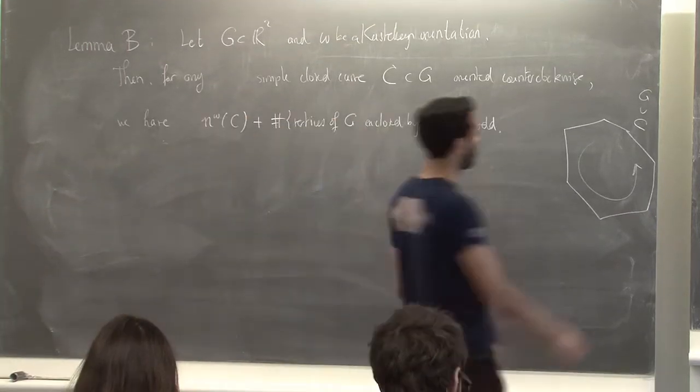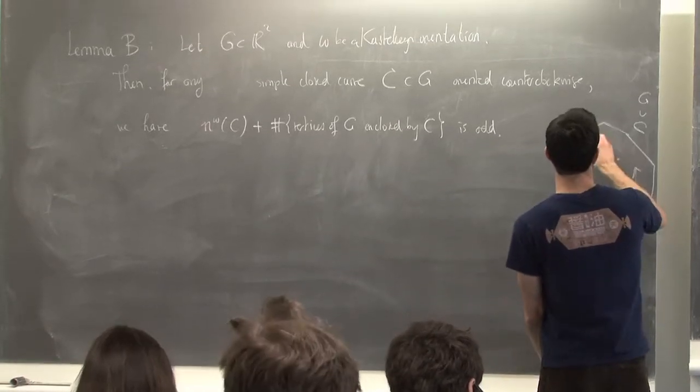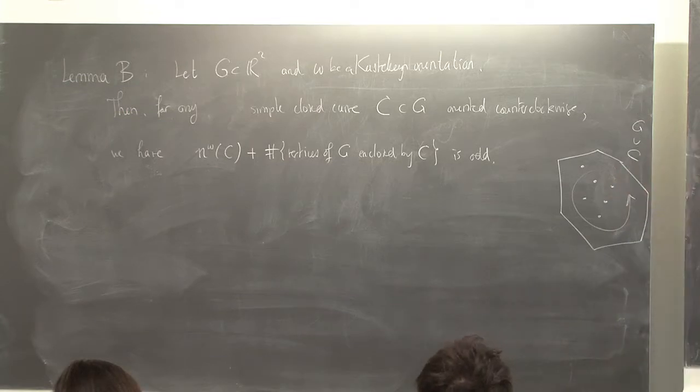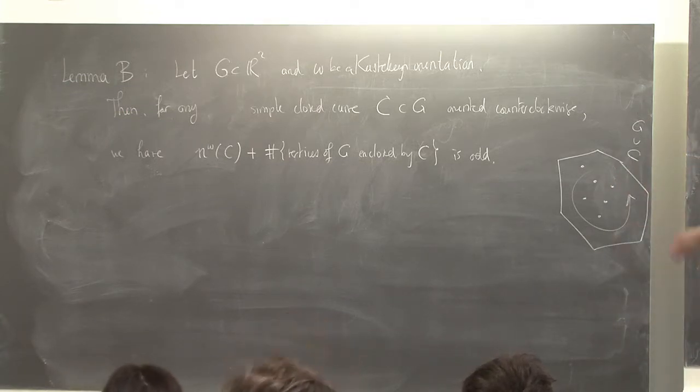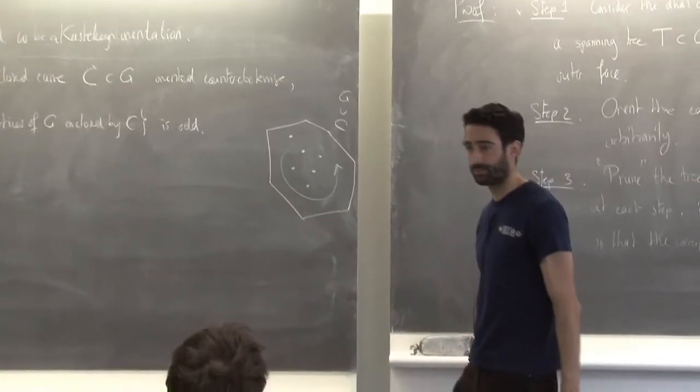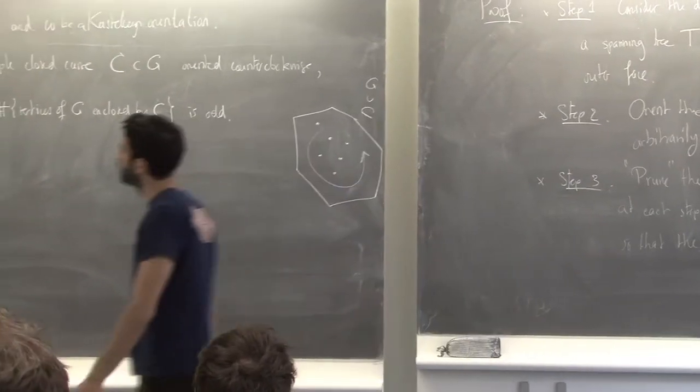Okay, so here you have your cycle. You might have some number of vertices. You look at the number of edges that are oriented in the wrong direction when you go around the cycle counterclockwise. You add up the vertices inside. This is always odd. Proof.